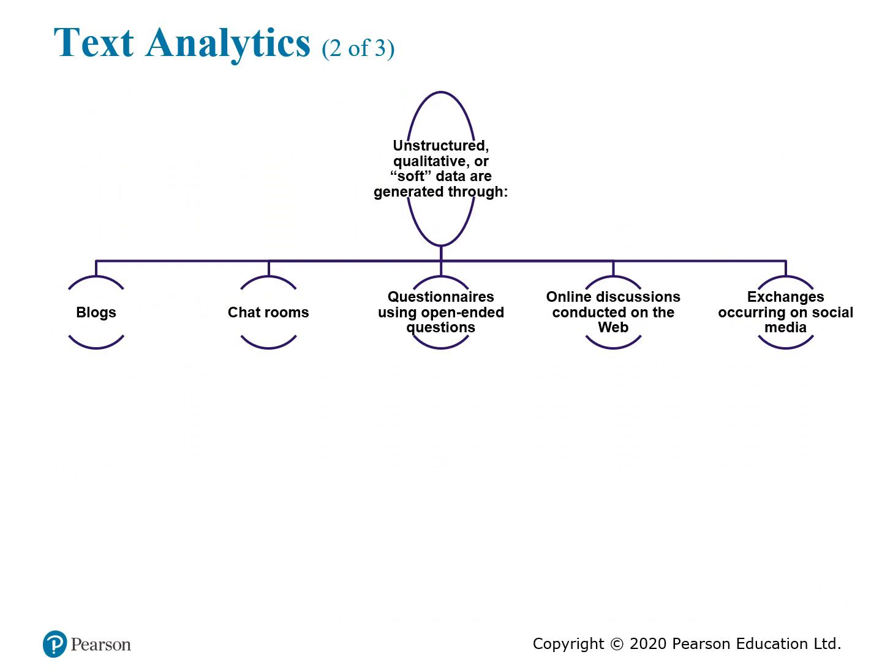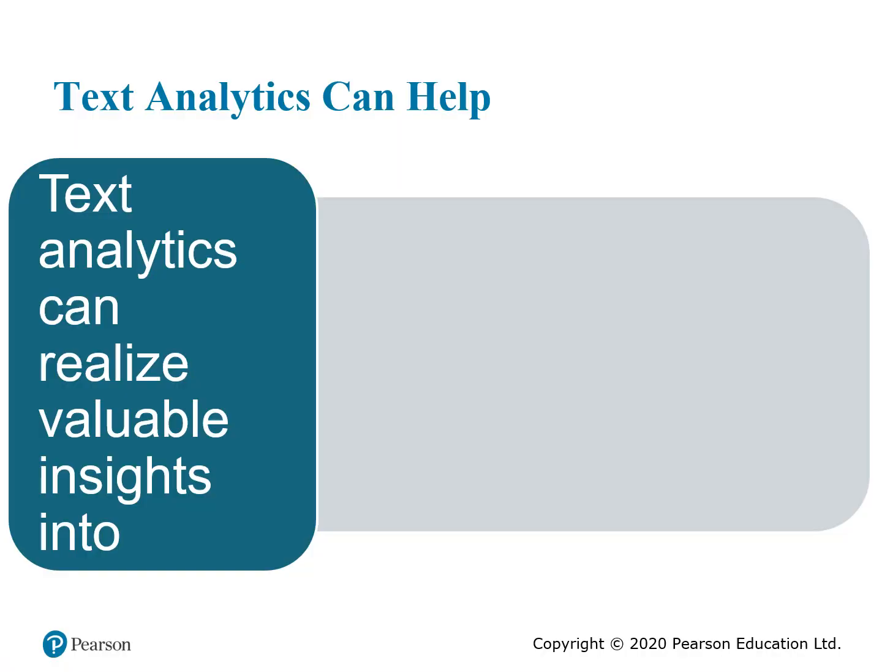So just to summarize, to make it easy, what we mentioned just now. Text analytics for unstructured qualitative or soft data are generated through blogs, chat rooms, and questionnaires using open-ended questions. We can also call them interview manuscripts. Also, online discussions conducted on the web, and exchanges from social media.